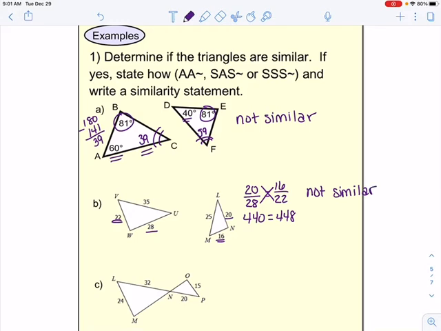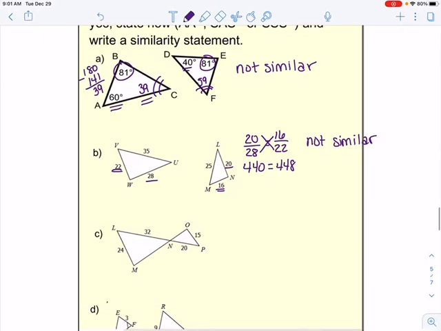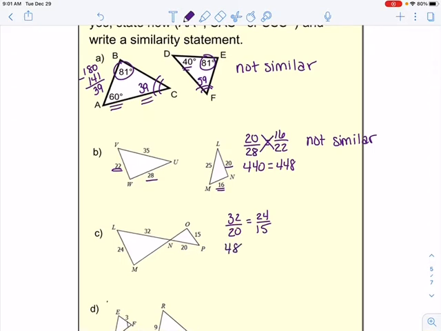Next one, okay, for part C, I have some sides here, and I only have two pairs of sides, so it looks like if I'm going to do this one, it's going to have to be side-angle-side similarity maybe, so let's see. So I'm going to set up my proportion, and my proportion is going to go 32 over 20, and I want to know if that's going to equal 24 over 15. So when I do 24 times 20, I'm going to get an answer of 480. And then on the other side, let's do 32 times 15, and that gives me 480.